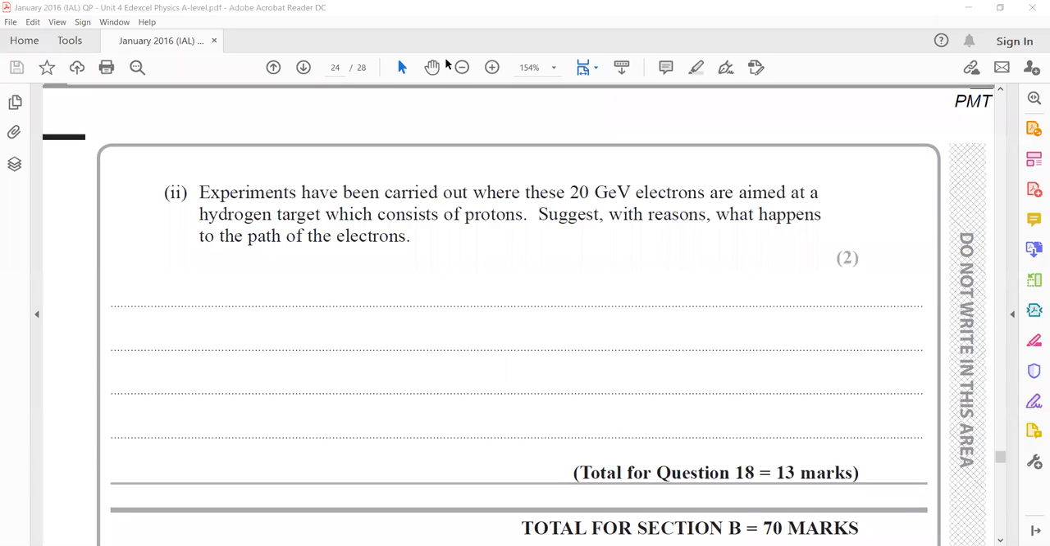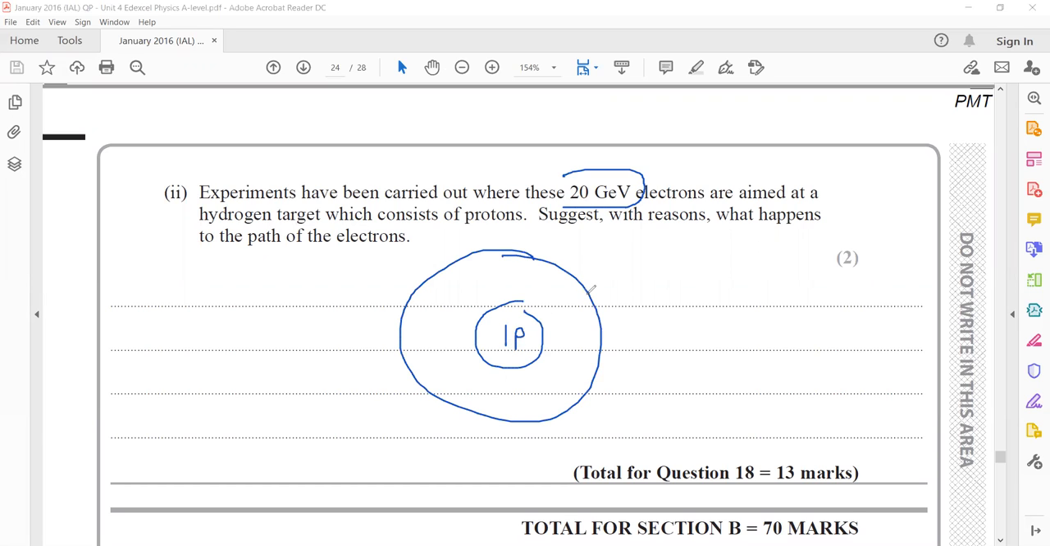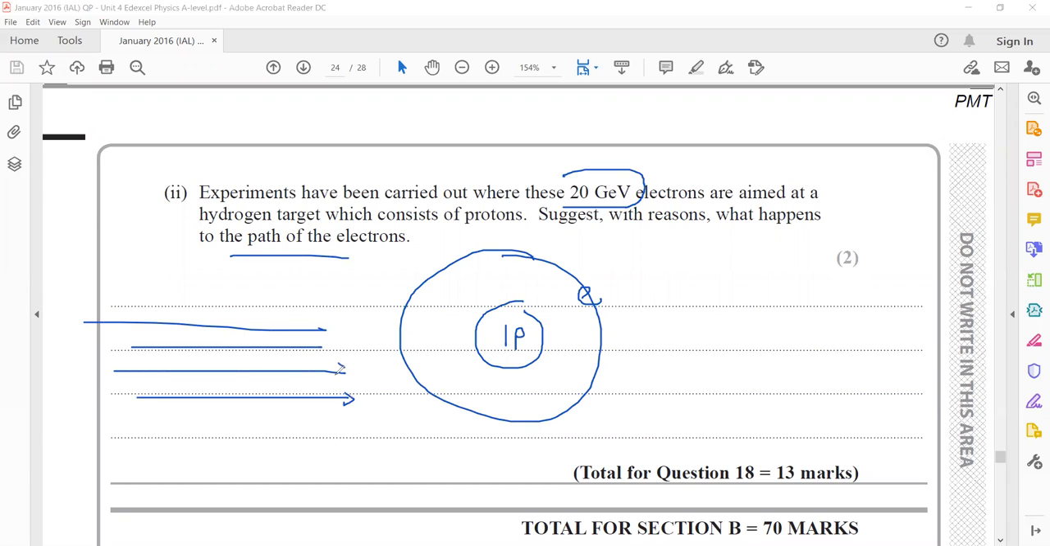Okay, next part. An experiment has been carried out where these 60 giga electron volt electrons are aimed at hydrogen. So hydrogen contains a proton in the nucleus, and an electron is there around the nucleus. Suggest with reason what happens to the path of the electron. So if we target a sample of hydrogen with 60 giga electron volt electrons, meaning a high beam of electrons is there.